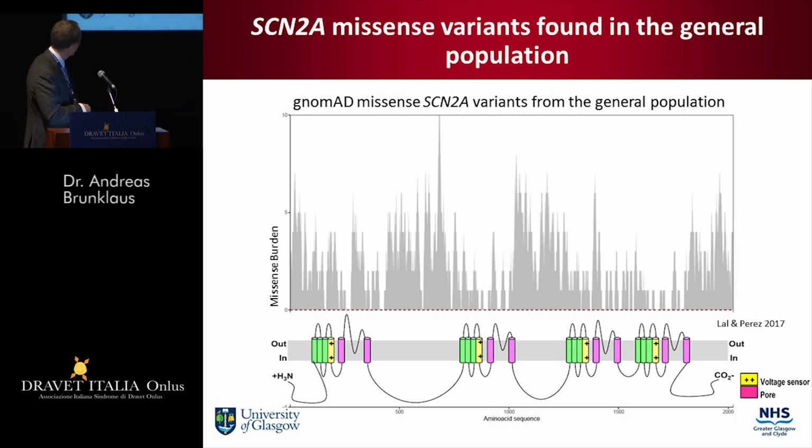And here, mapped against the protein sequence, you've got the missense burden. This is from a database of the general population, the SCN2A variants you find and the frequency of them. What you can see is there are clearly peaks of missense variants present in the general population, which correspond with this area of not so strong importance. So clearly you've got missense variants that are not disease-causing.